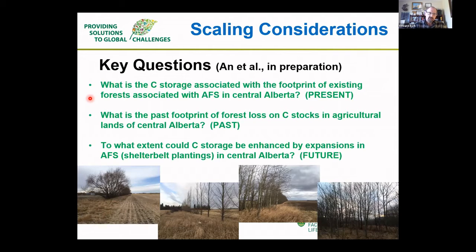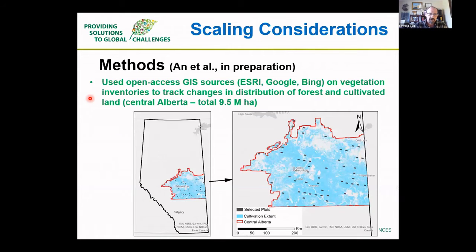And then I'll also ask the question, if we were proactive and were to promote, for example, further forest establishment in the form of shelter belts, to what extent could carbon storage be enhanced by increasing these shelter belt plantings across central Alberta? So that's the present, past, and future perspective. Just a few brief comments on the methods. Again, Zhengfeng was critical in this and has really led this. This is the area we're looking at.